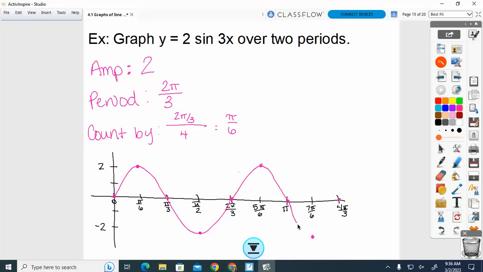What if I asked you for a third period? Yep. Just keep adding pi over 6 for 4 more points. You can go the other way. Yes, if you go the other way, you would be subtracting your count by, because you'd be going in the negative direction. All right, what questions do you have?